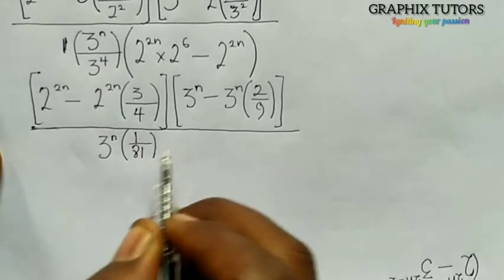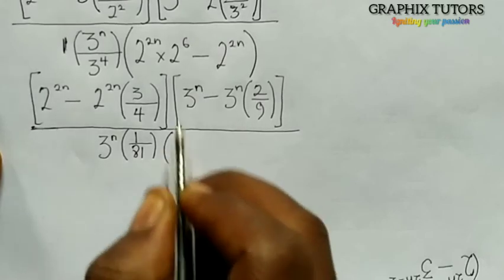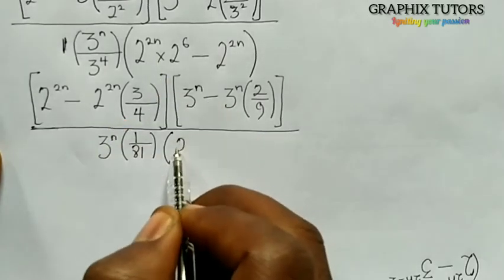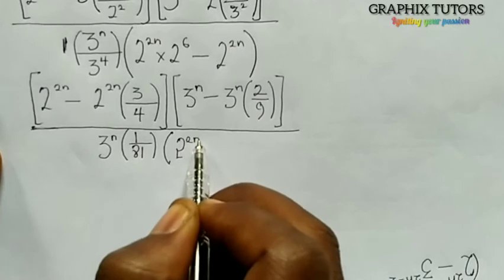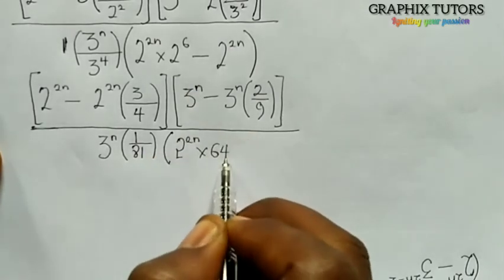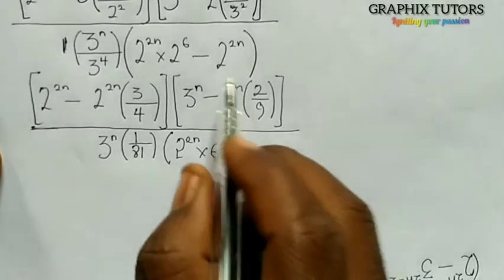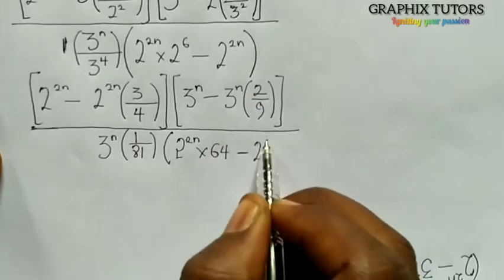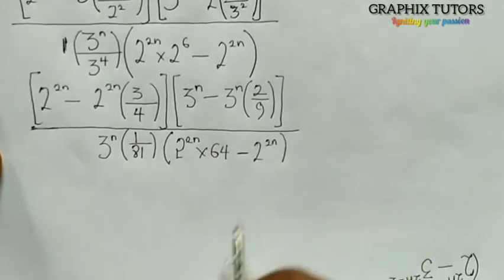Now into brackets, 2 to the power of what? Of 2n times what? 3 to the power 6 is what? 64. Minus 2 to the power of what? 2n. So we have it.